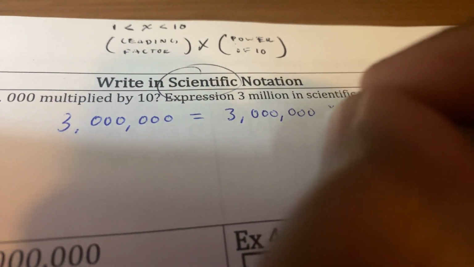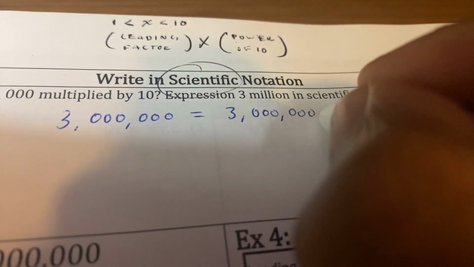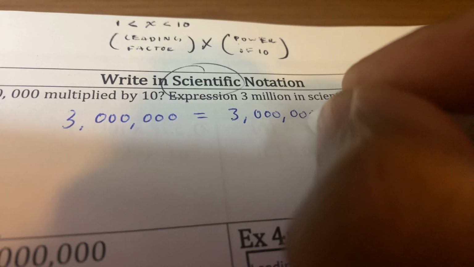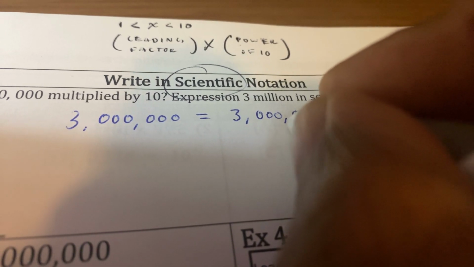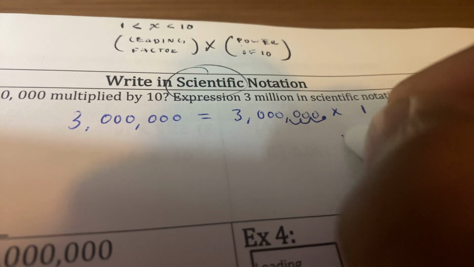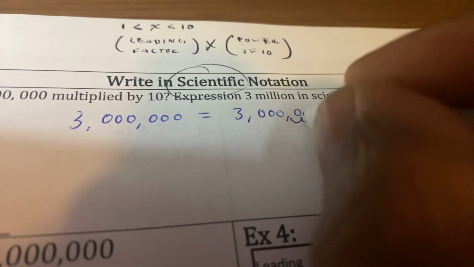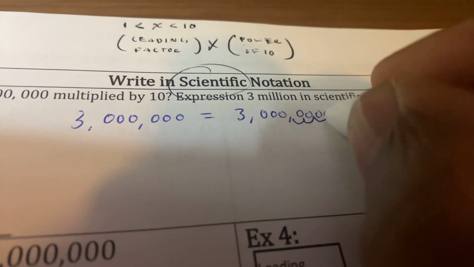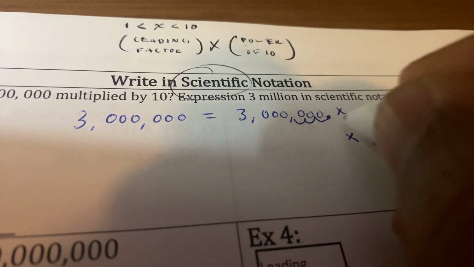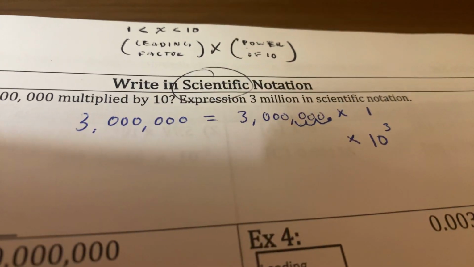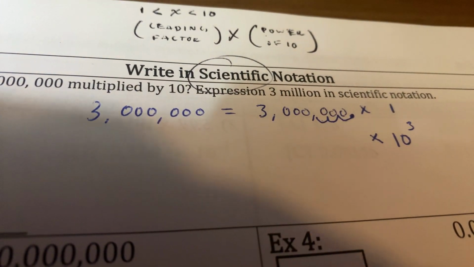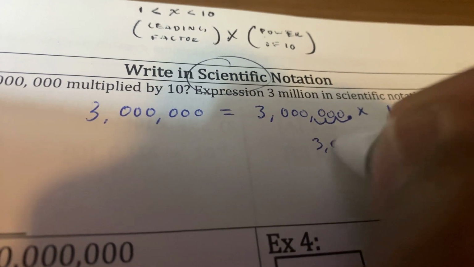Where's the decimal in 3 million? Right here. So let's take away a couple place values, 1, 2, 3. We had 3 place values here, but they're not just going to disappear. They're going to go to our power of 10. So we took away 1, 2, 3, so that's going to be 10 to the third. We're moving these place values to our power of 10. Now we have a power of 10. What's my new leading factor going to be here? It's going to be 3,000.